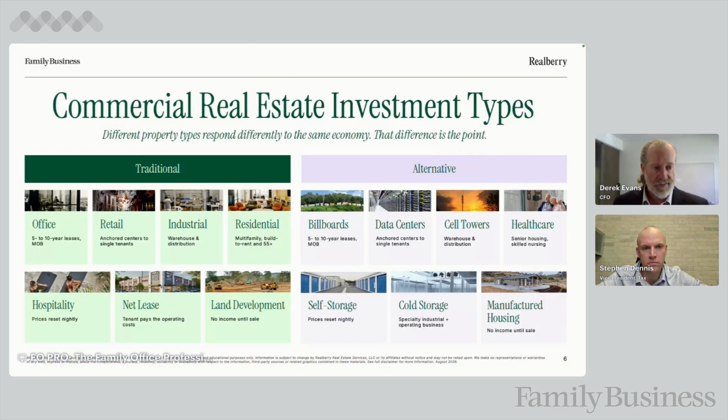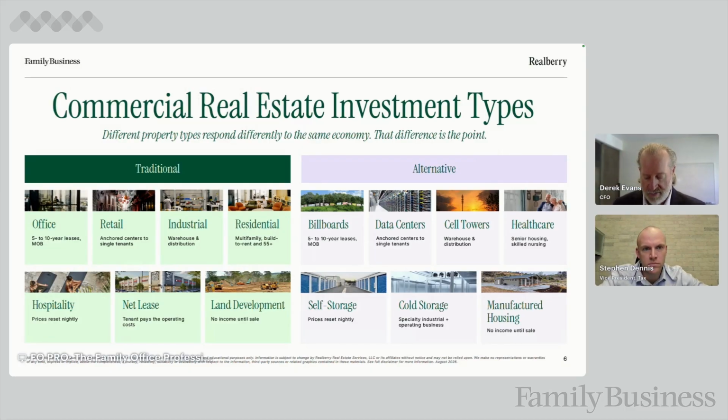So to start off, I thought we could go into some of the types of real estate investments that you can make. And I've broken it down between traditional real estate, and what would be broadly defined as more alternative strategies. Within the traditional category, you have your main food groups of office, retail, industrial, and residential. Those have always been the main four. And then you also have hospitality, net lease, and then land development.